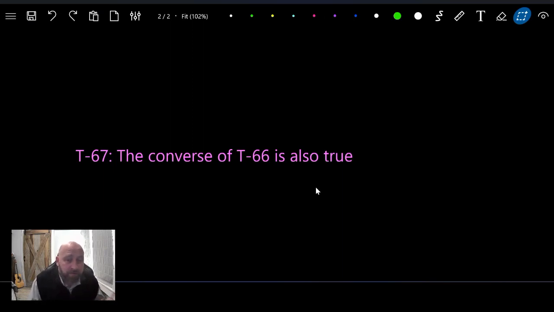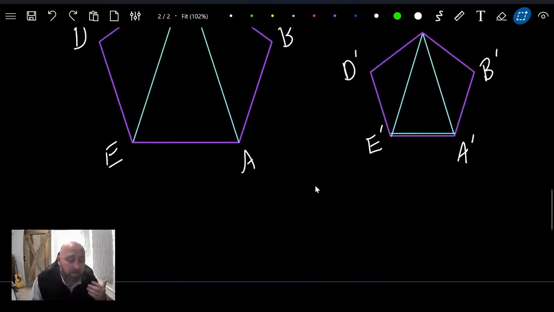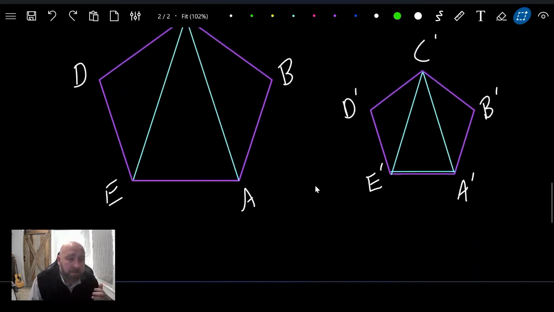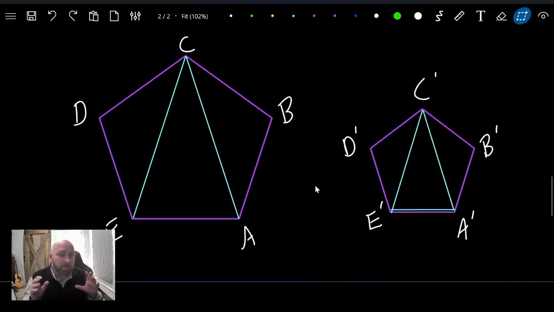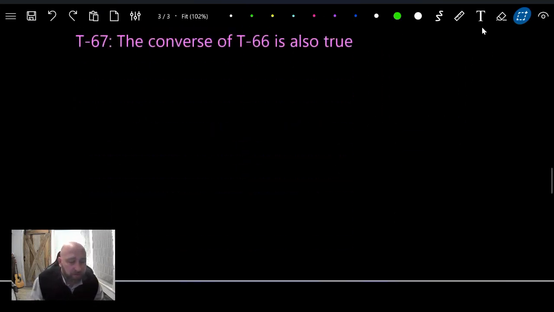The converse of Theorem 66 is also true. What does that mean? It means that we can take these similar triangles and put them together to make a shape. When we do that, the shape that we construct will be similar.